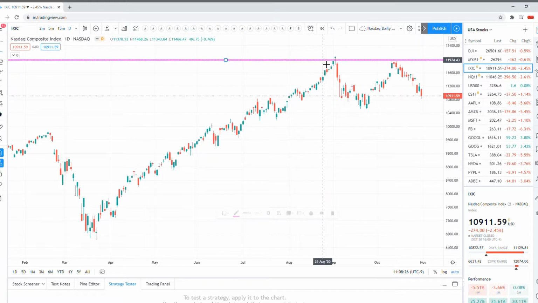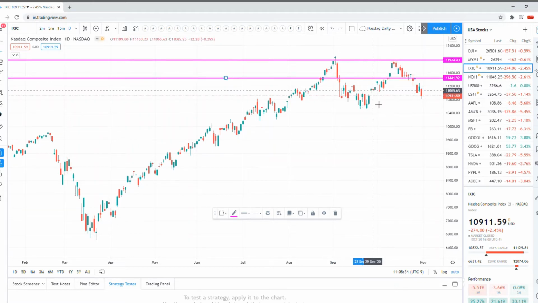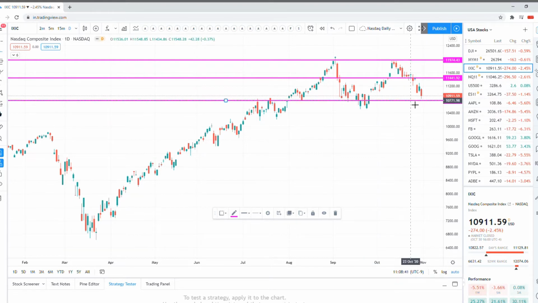I'll mark this as the resistance level. This is probably a support it has taken, and I'll mark this as a support. This is probably one more support.